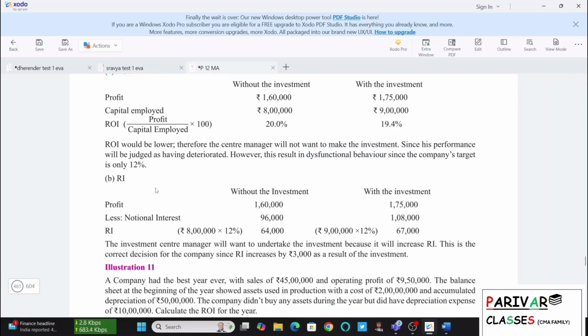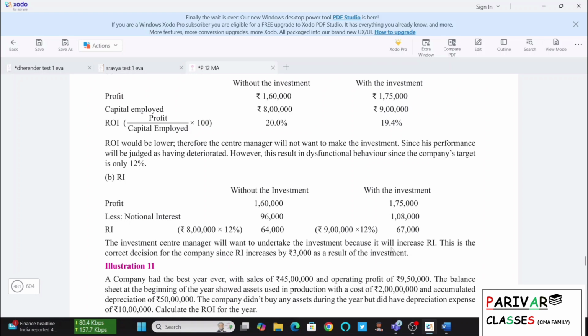Now we have to calculate RI. Profit 1,60,000 less notional interest, nothing but capital employed into required rate of return. 8 lakhs into 12 percentage is 96,000. 1,60,000 less 96,000 is 64,000. I think without investment RI is clear, and with investment also clear. So RI is increasing. If we judge based on RI, it is increasing, so the manager will accept the investment. Based on ROI, manager will not accept. Based on RI, manager will accept.